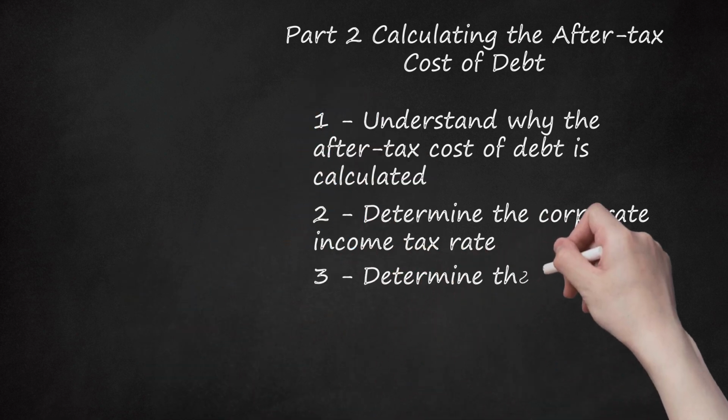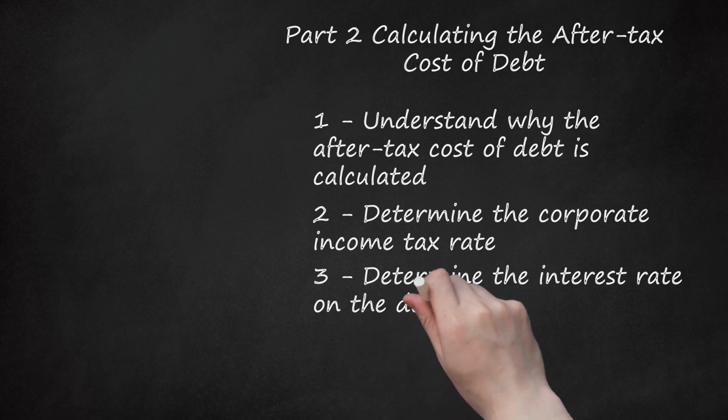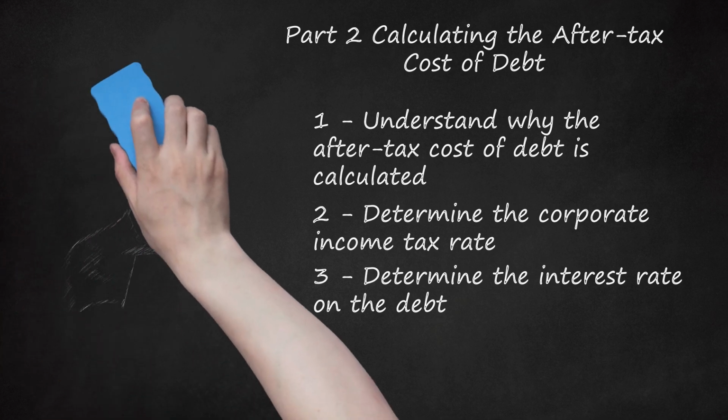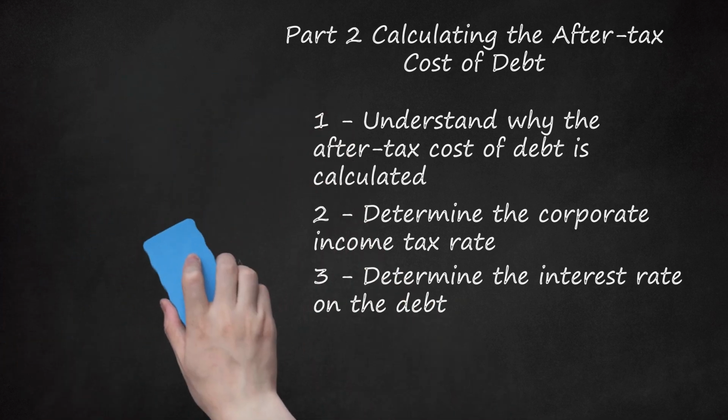3. Determine the interest rate on the debt. Interest rates on corporate commercial loans depend on the size of the loan, the type of lending institution used, and the type of business being funded. This information can be found in the loan documents from the lending institution. Interest rates on bonds are stated on the face of the bond.